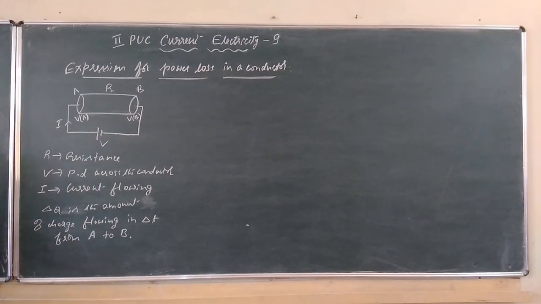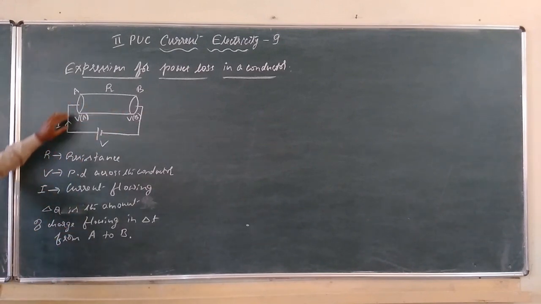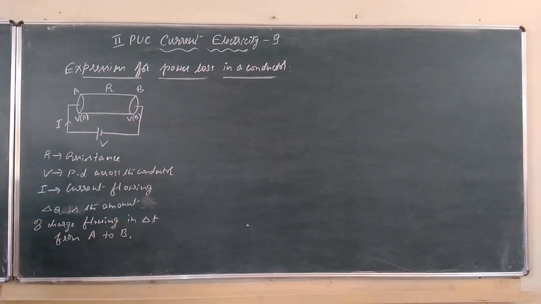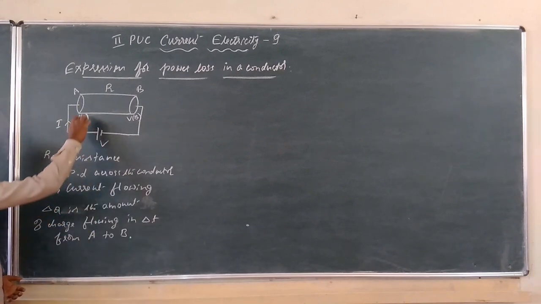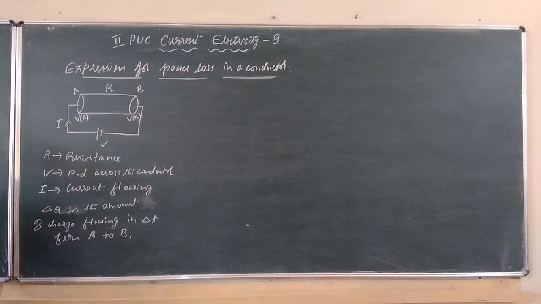Okay, I take delta Q as the amount of charge flowing. Since the current is flowing through the conductor, let delta Q be the amount of charge flowing from this end to this end in a time interval of delta T seconds. Now, the potential energy of this particular charge delta Q changes as the charge flows from end A to B.